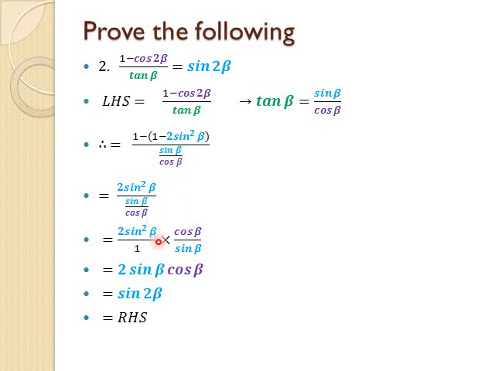Change division to multiplication, invert the bottom fraction, so cos goes up and sin goes down. Sin squared divided by sin will simply become sin b, and times cos b, 2 sin b cos b. So double angle, if I reduce it, it becomes sin 2b, which now equals my right hand side.